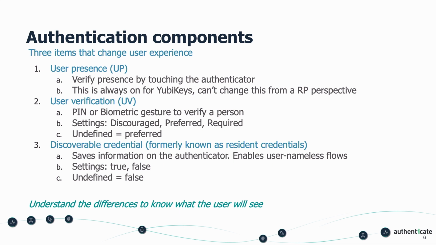Third item, discoverable credential. This is formerly known as resident credentials. This saves a little bit of information on the authenticator, and this enables a usernameless flow, and that's coming up on later slides. So what you get to push and pull on this one is true or false, right? Do you want discoverable credential? Do you not want it? And if you don't define it, then it just defaults to false.